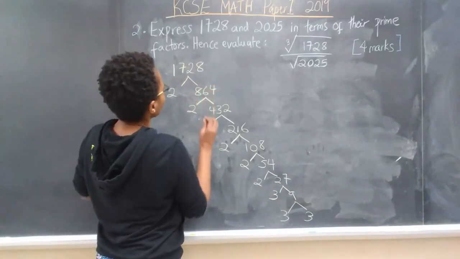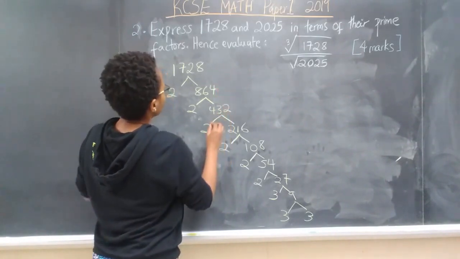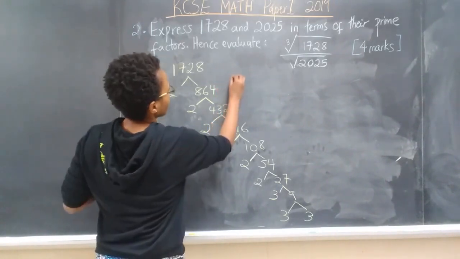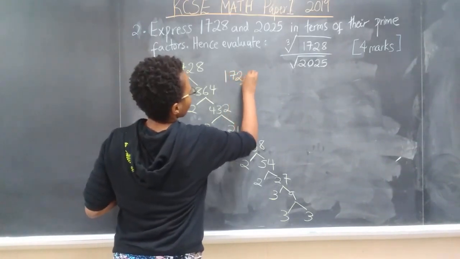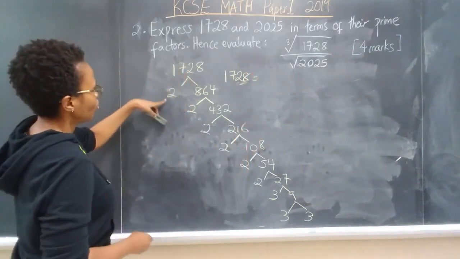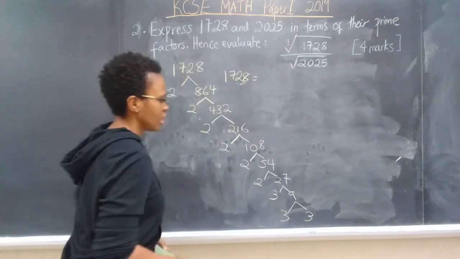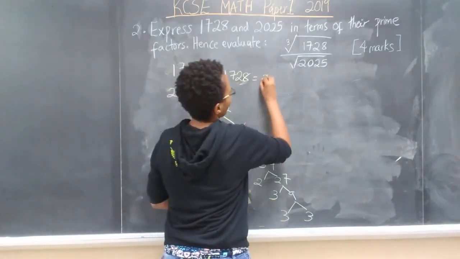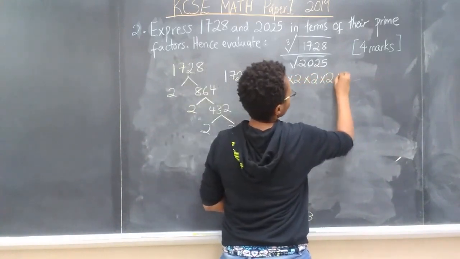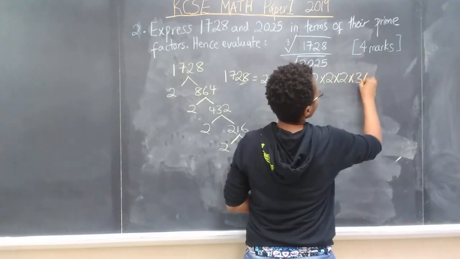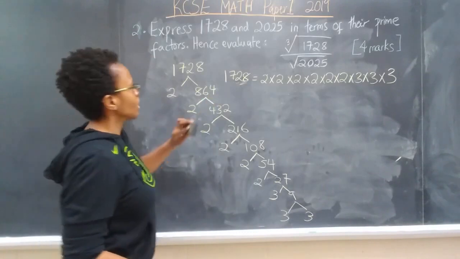So I will list them here. Okay, so here we have 1728. The factors are 6 2s, 1 2 3 4 5 6, and 3 3s, 1 2 3. Okay, great. So since we've done that, we can erase this.